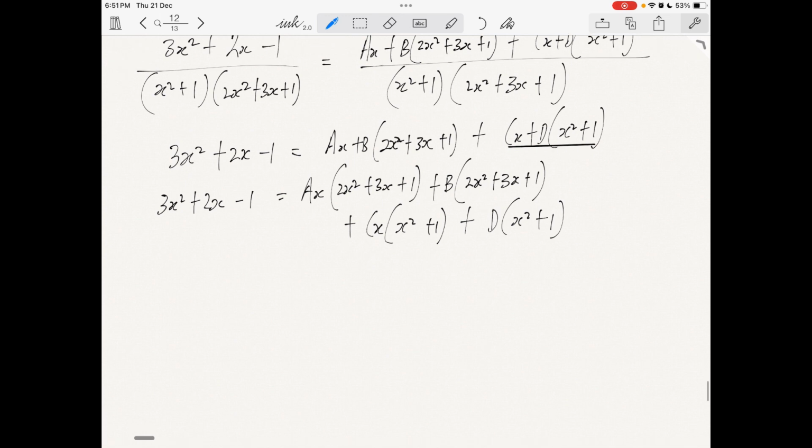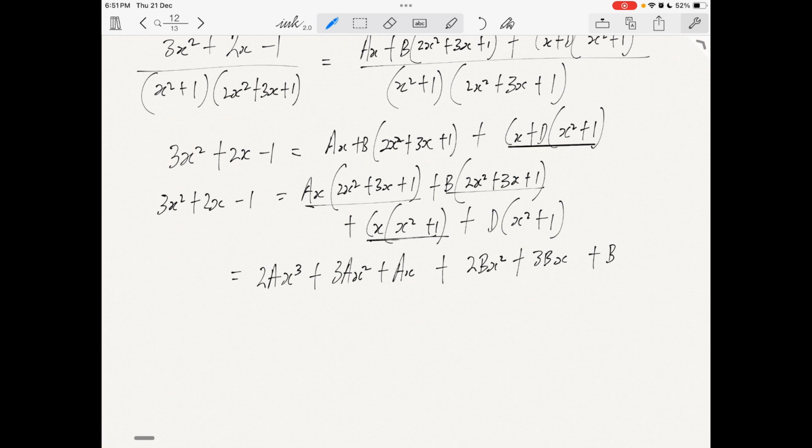Now with this, let's open this. So we have 2ax raised to power 3, plus 3x multiplied by ax will give us 3ax squared, and plus ax, plus open the bracket: 2b, so we have 2bx squared plus 3bx, plus b.